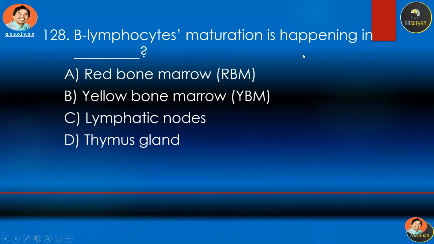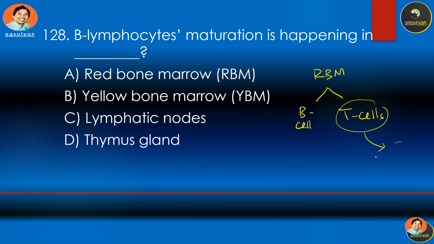B lymphocytes maturation is happening in A, B, C, or D. So red bone marrow is the place to make the B cell and T cell. Okay, all blood cells will be made in red bone marrow. T cells will go to the thymus gland to be mature. B cell will stay in the red bone marrow and get mature inside the red bone marrow.